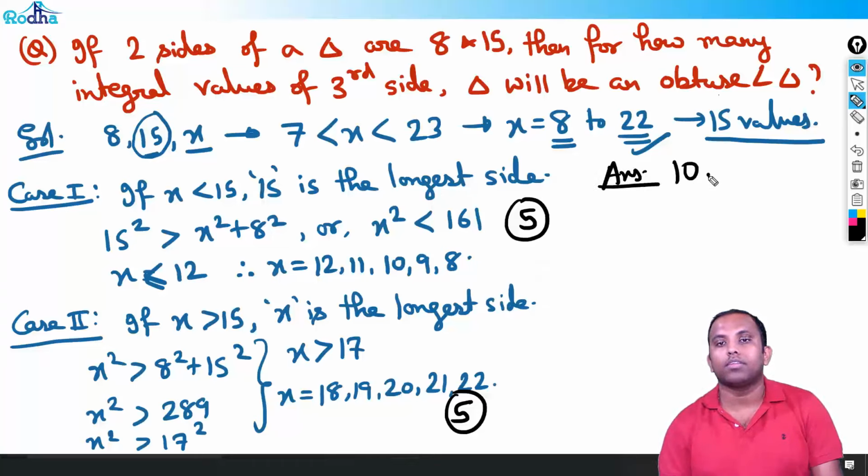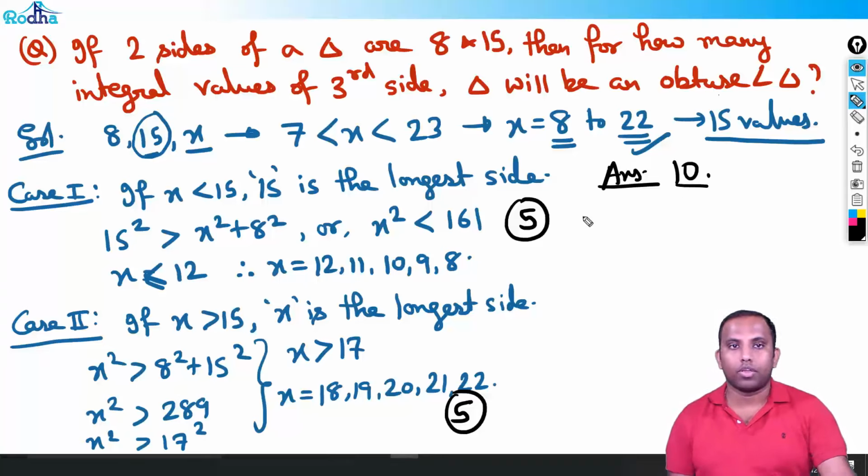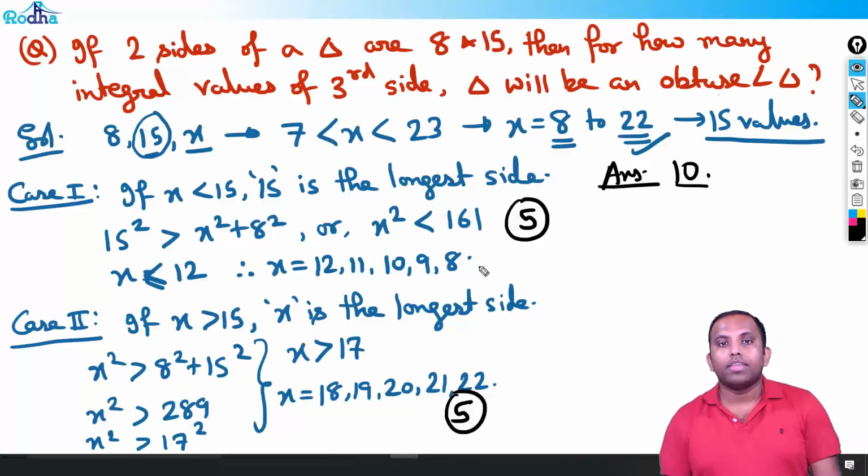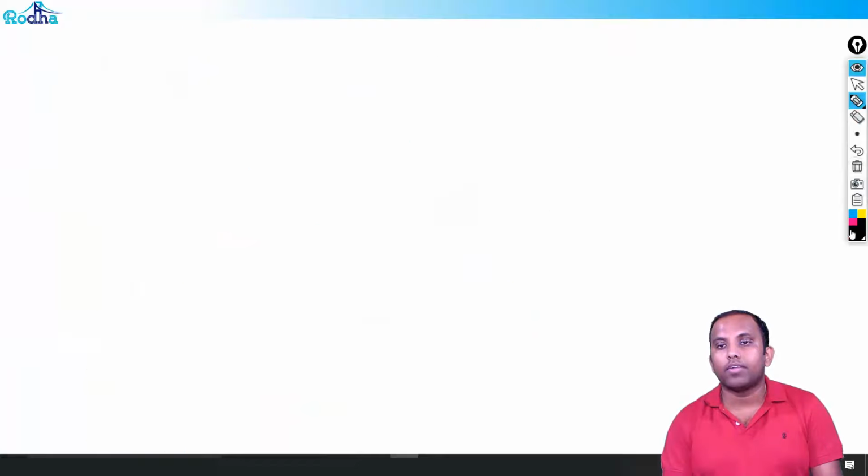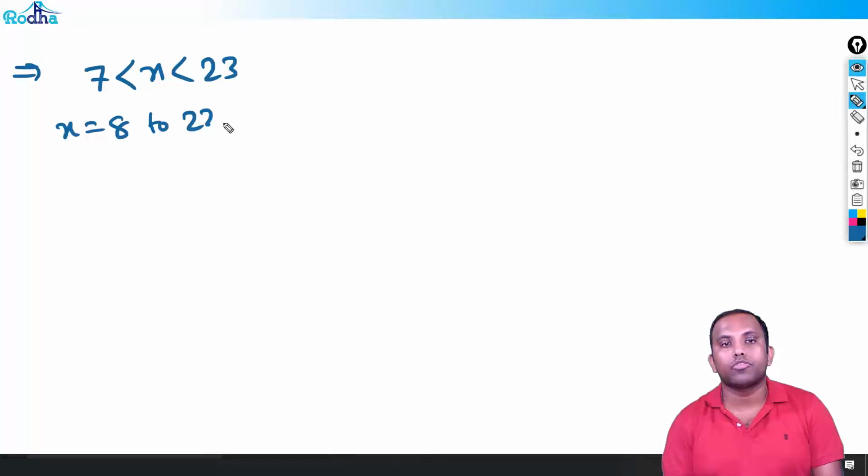Answer is 10. So for how many integral values of the third side will the triangle be an obtuse angle triangle? 10 values. Correct? Okay. Now, in the same question, x could take values from 8 to 22. Fine, x can take 15 values.